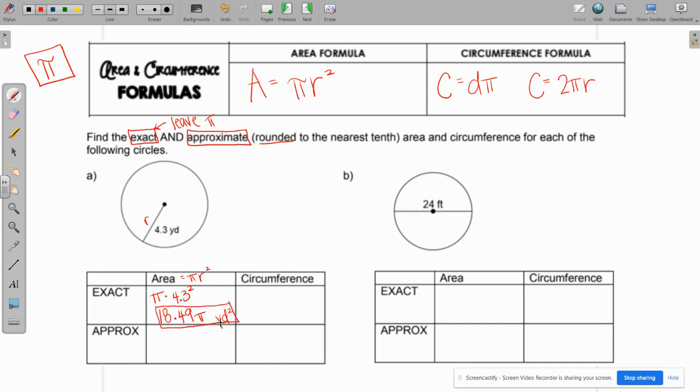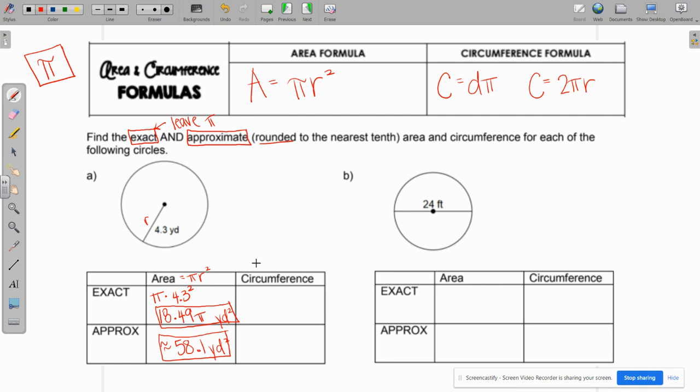Now, if I were to type this in my calculator, then I would be able to round off my answer. So if I type 18.49 times pi, and we want to use the pi button because that's as exact as we can get, or it will give us the best approximation instead of using 3.14. So if we type that in the calculator, we are going to get approximately 58.1 square yards. So that would be our approximation. So we can always start with our exact and then we approximate from there.